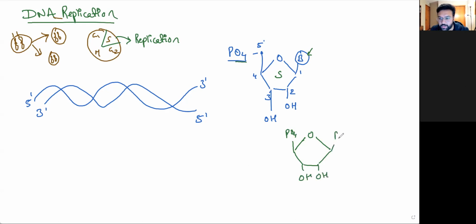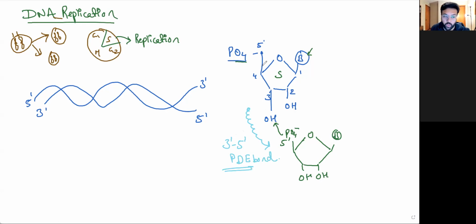So this is your nitrogenous base. This phosphate is going to attach to this 3 prime. And what kind of bond do we call this? What is this bond called? 3 prime to 5 prime phosphodiester bond. Okay. This is the 3 prime to 5 prime phosphodiester bond.